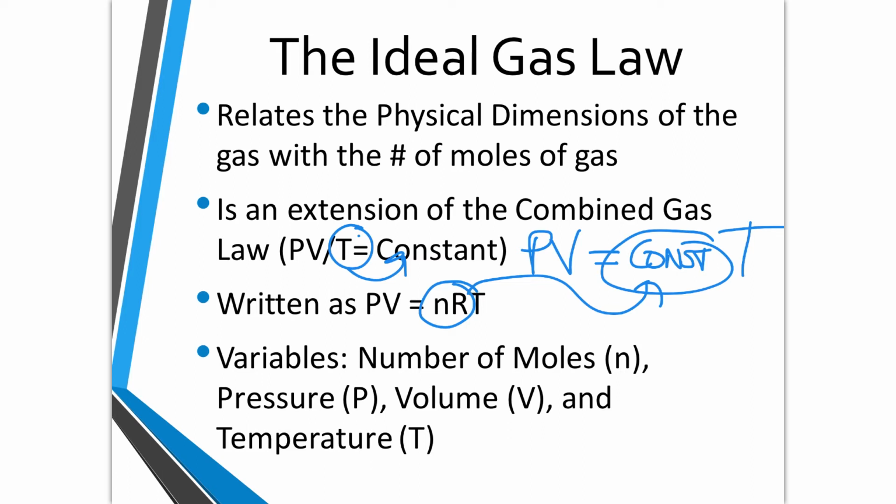That is the constant. So there's your quick derivation of how the ideal gas law comes out of the combined gas law. Now, the only thing that we have to remember is these variables, P, V and T, are all the same from before, pressure, volume, and temperature, but now we are adding this new variable, the number of moles. Okay? So let's see how that works in the next slide.